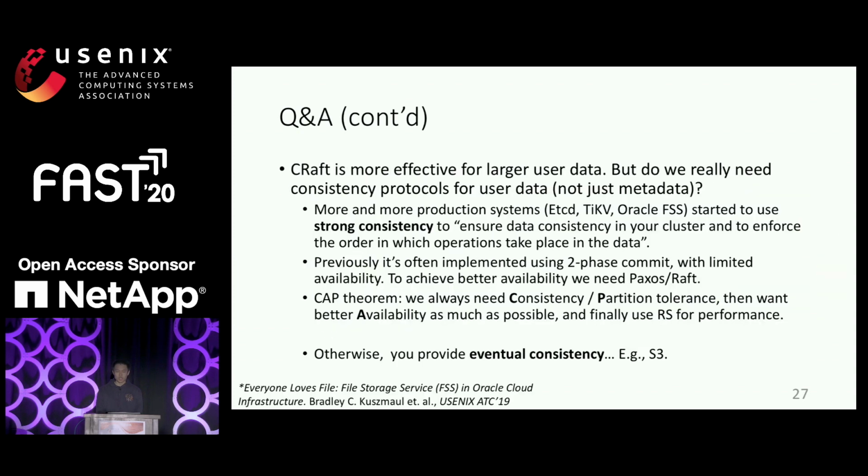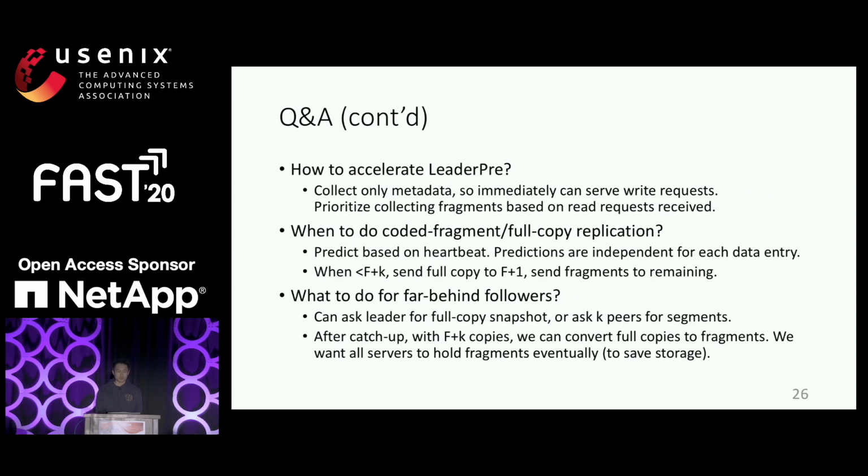So the question is, how can we catch up? If a follower was very far behind the original leader, in the original Raft, the follower can simply ask the leader for a snapshot to quickly catch up. In our protocol, it's also possible to do this full-copy snapshot catch-up from the leader, although that's not the most efficient way. It's also possible for the follower to ask k different peers for k different fragments. But we noticed that the end goal is not to have the full data at every follower. We actually want to store the fragment, not the full copy.